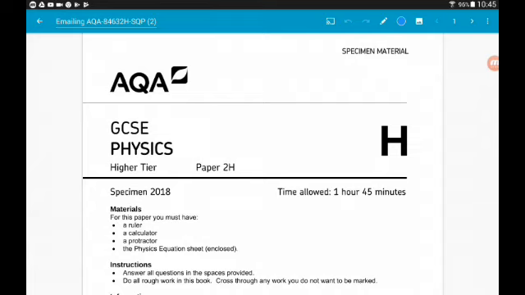So this particular paper is AQA's Specimen 2018 Higher Physics Paper 2, which is the one I get the most requests for. So I've got no idea how long this is going to take. Hopefully we're going to have fun. Let's get cracking.